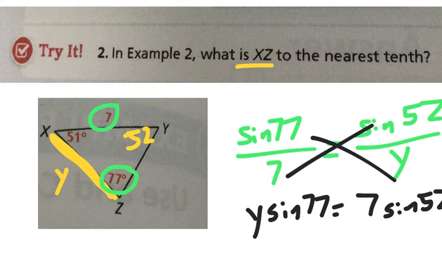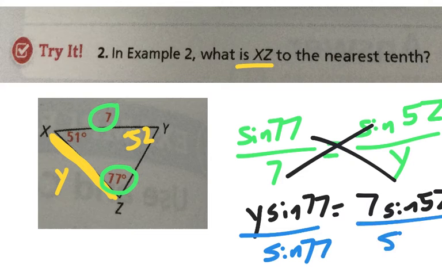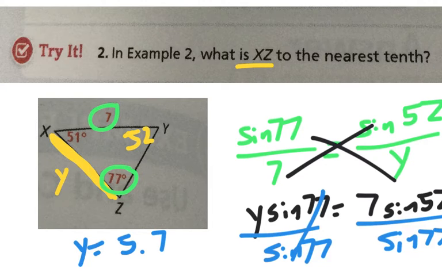Y is being multiplied by sine of 77, so I'm going to divide by sine of 77. Again, this is going to cancel and leave me with y equals. And then type all of that into your calculator at once: 7 times sine of 52 degrees, divided by sine of 77 degrees. And when I did that, I found y must be equal to 5.66, which I can round up to 5.7.